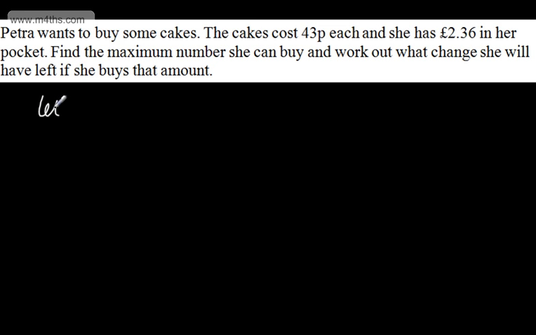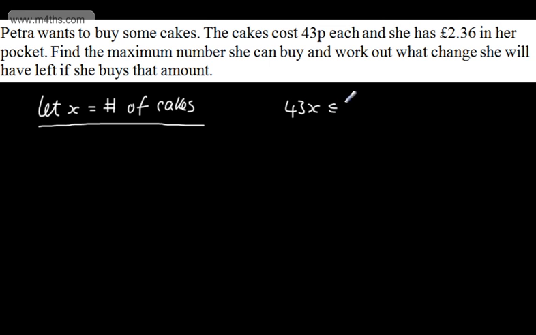What I'm going to say is let x be equal to the number of cakes. You might want to call it n, for number of cakes. So let's write the inequality, solve it, and then look at the change that she has. So we can say 43x. For example, if I bought 1, it would be 43p. If x was 2, the number I bought was 2, it'd be 86. This must be equal to or less than 236p. So I've now got the same units.